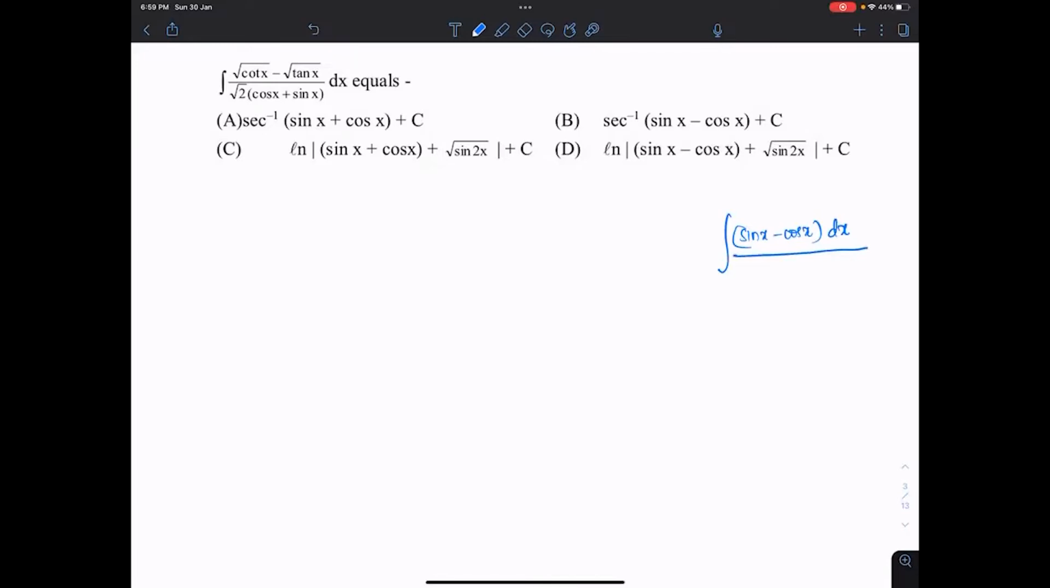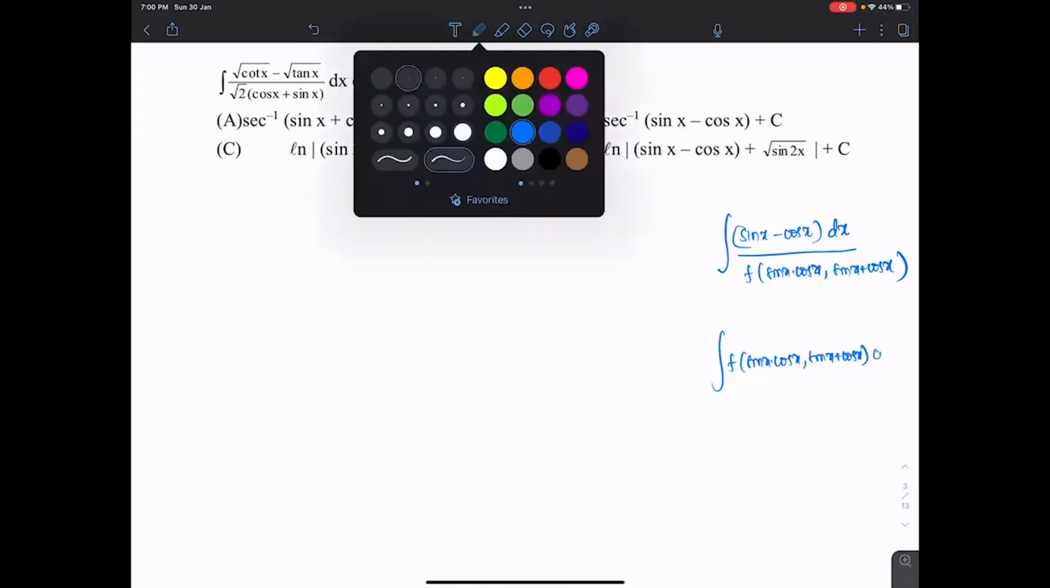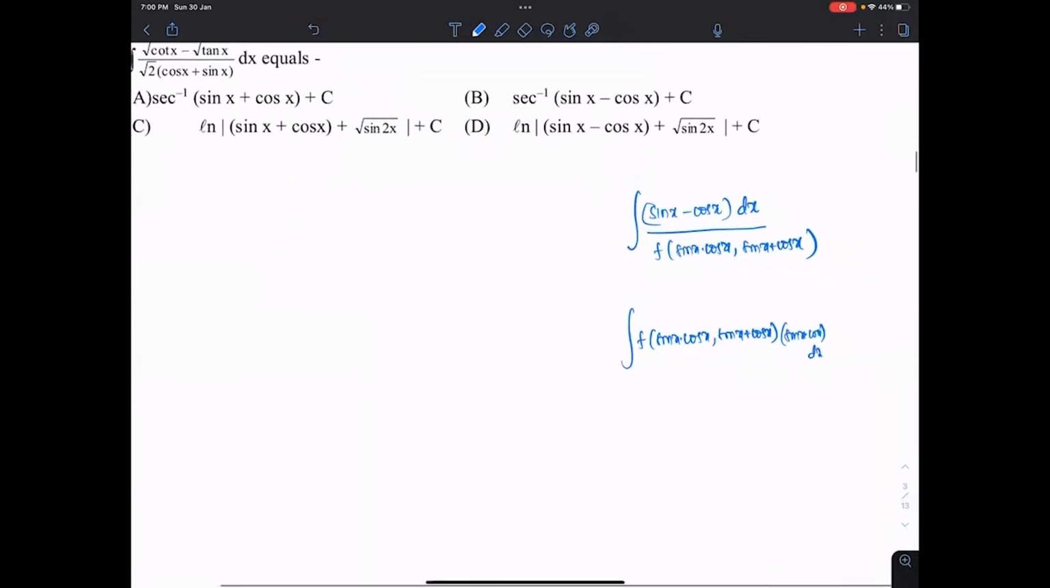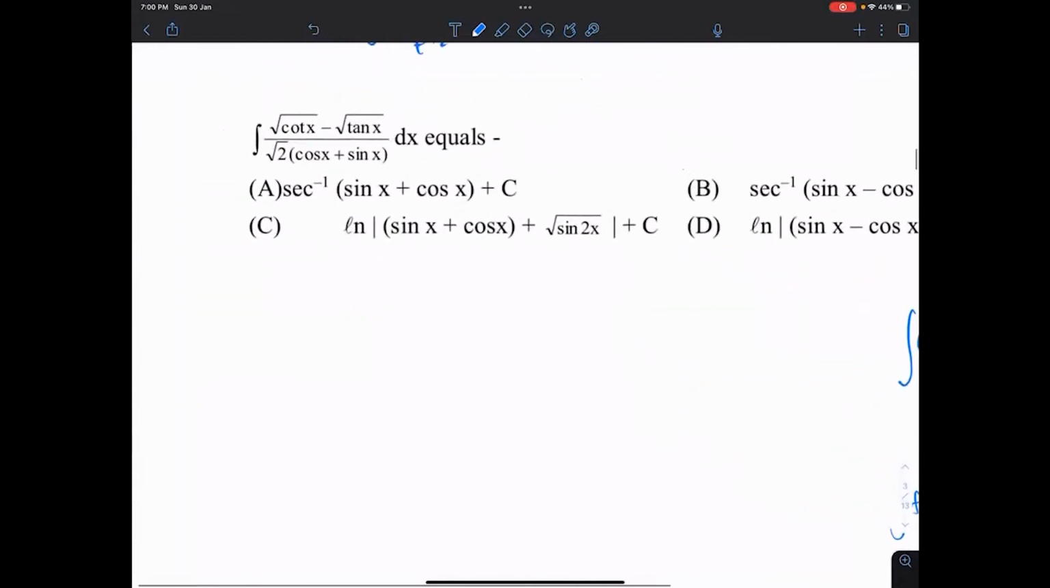So what I will do is, let me write something like this. Or in the denominator, you have a function of sin x into cos x and sin x plus cos x. That means you are seeing in the integration, it can be in the numerator also. That is f of sin x into cos x, comma sin x plus cos x. But what we are saying here, outside in dx, sin x minus cos x is there. So I'll tell you what that means.